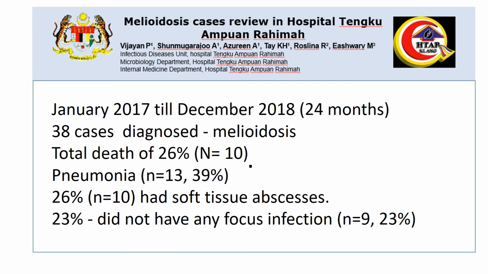Of these 38 cases, 26% ended up as mortalities. If you look at the breakdown of how they presented, 39% had pneumonia, 26% had soft tissue abscesses, and 23% actually did not have any foci of infection. This is a small study done in my hospital, but we are looking at expanding it till maybe the end of this year, and then writing another paper on it.